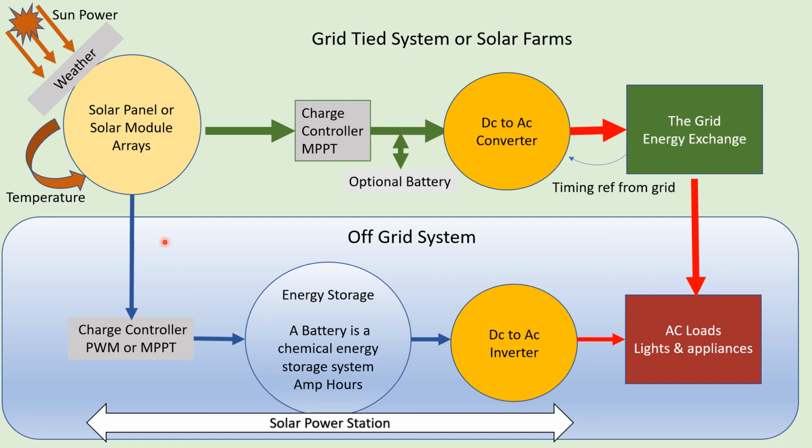Well, that basically covers the overview. These are all DC paths in the blue here. When I go to AC, I turn to red. Okay. The big difference between this converter and that inverter, this needs a timing reference from the grid to sync up. Otherwise, you'll blow up the grid equipment or your own equipment, most likely your own equipment.